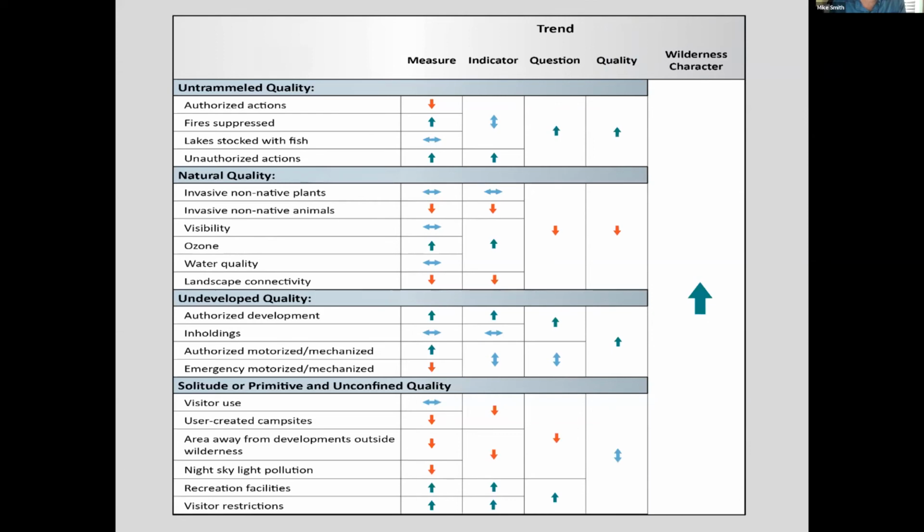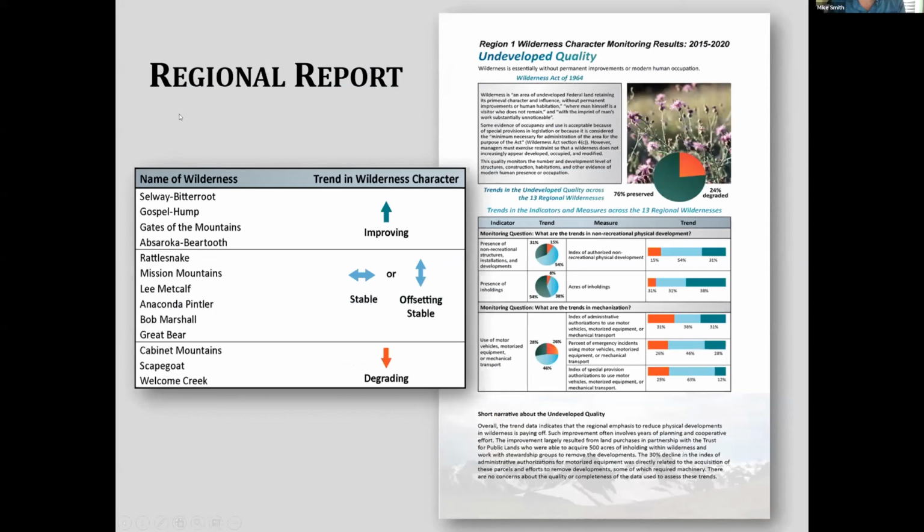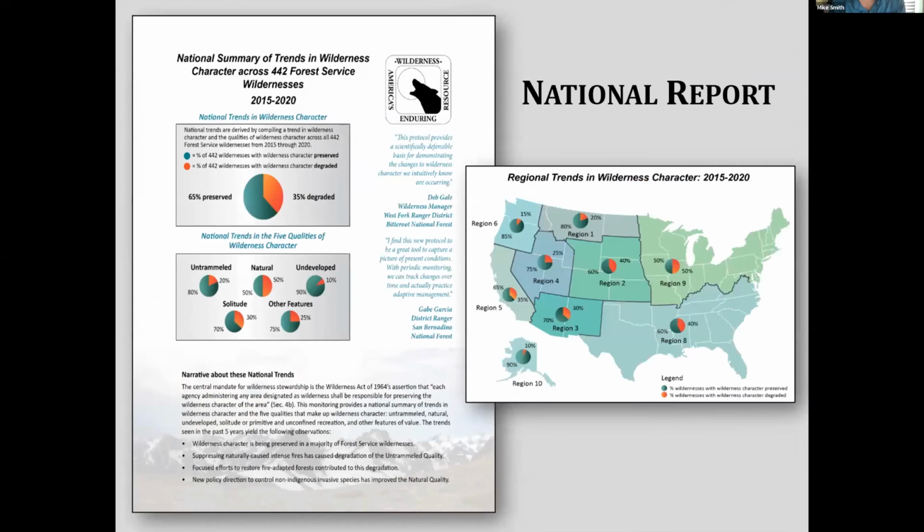And that's great. It's improving in this outdated example. And yeah, so then you can scale all that up essentially. You just take each wilderness, you add all those wildernesses up into a region, and you can find out if your region is improving or degrading or staying the same as far as wilderness character. And then that can then be scaled up again to the whole National Wilderness Preservation System. That's the goal here. That's what we're trying to do.